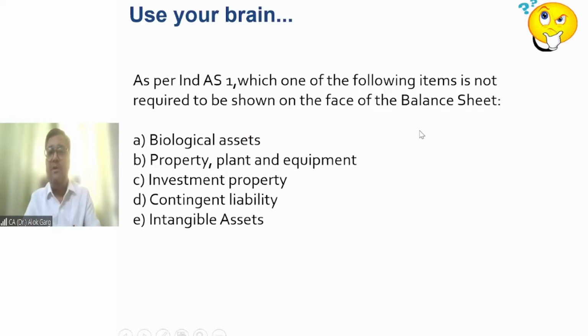Quickly tell me, as per Ind AS 1, which one of the following items is not required to be shown on the face of the balance sheet? Very simple question. Biological asset, PPE, investment property, contingent liability, intangible asset. Which is the line item which is not required to be presented on the face of the balance sheet? Yes, you are right. Contingent liability. It is not a balance sheet item. It is an off balance sheet item. It is on the notes to accounts side.